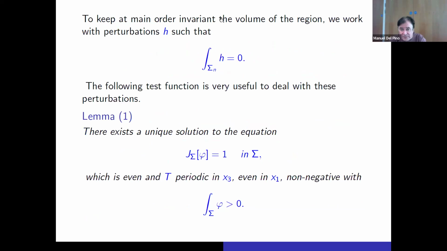So to keep the volume invariant at main order, it is good to work with this constraint that the integral of h is 0, which makes the volume of sigma h equal to the volume of sigma n, essentially. Okay, main order.